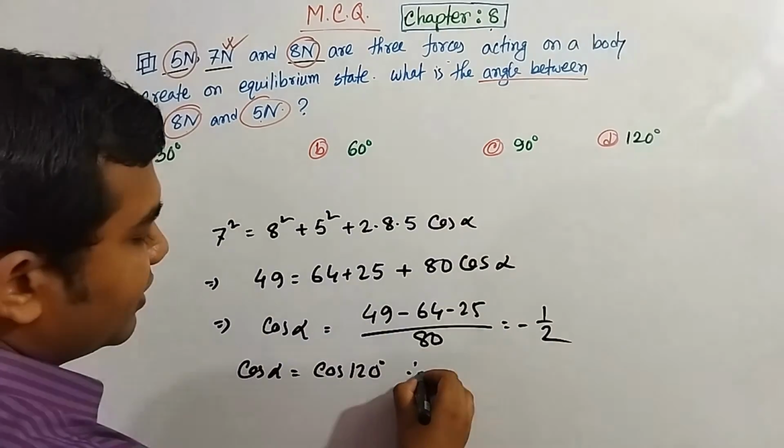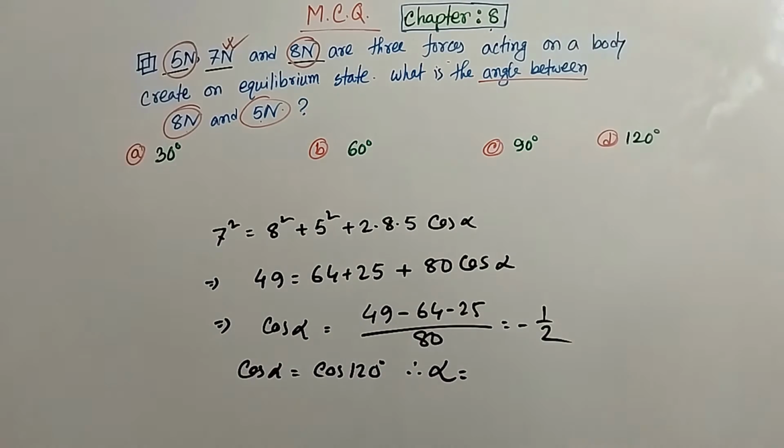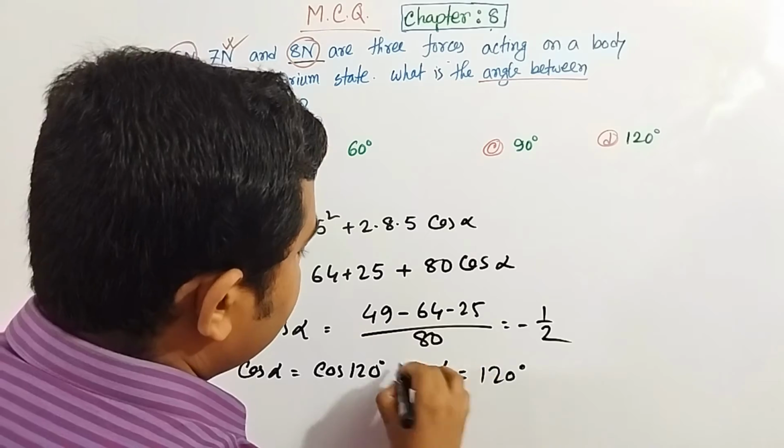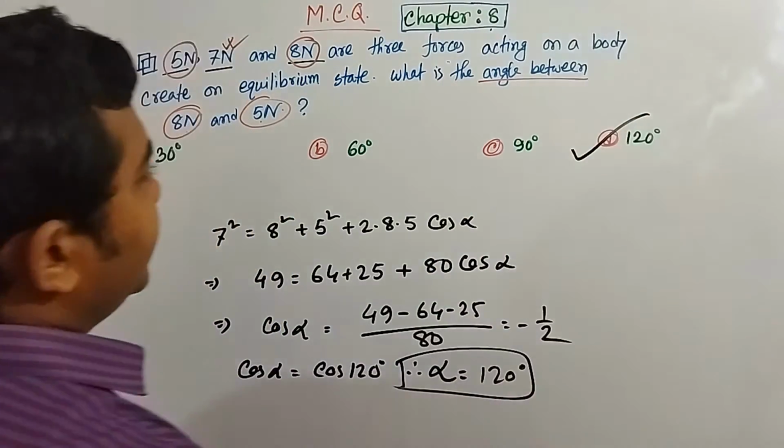So the value of alpha should be what? Exactly, the value of alpha should be 120 degree. So the answer is D.